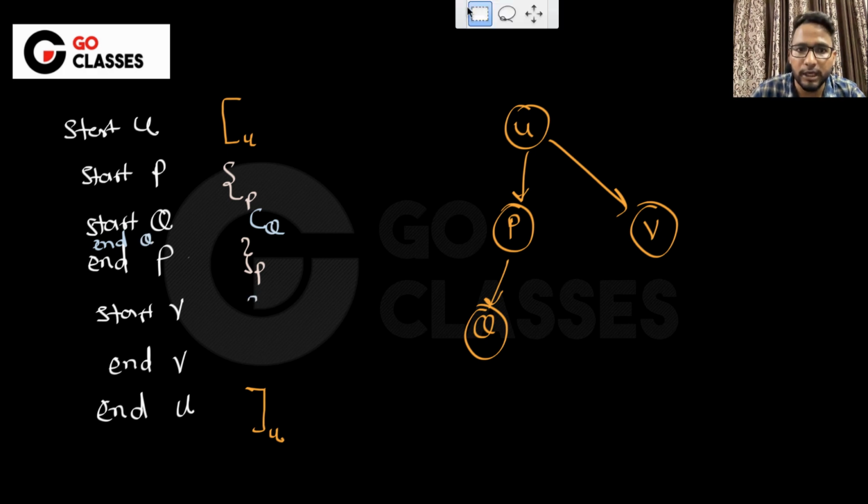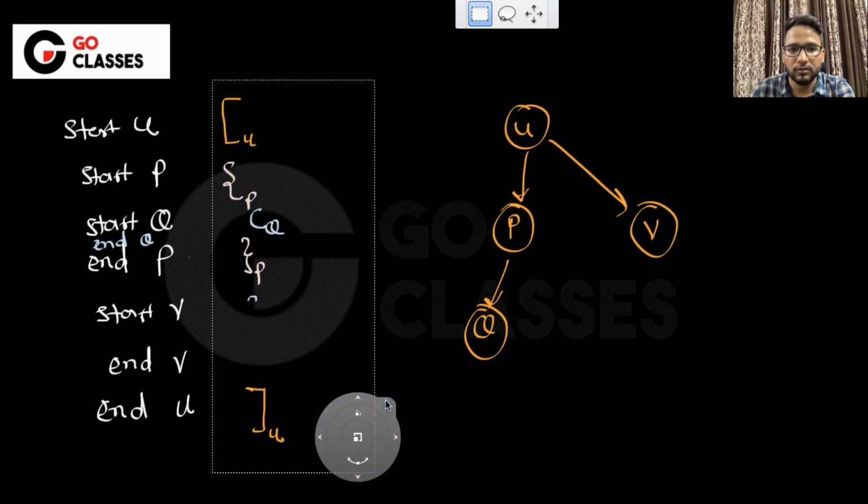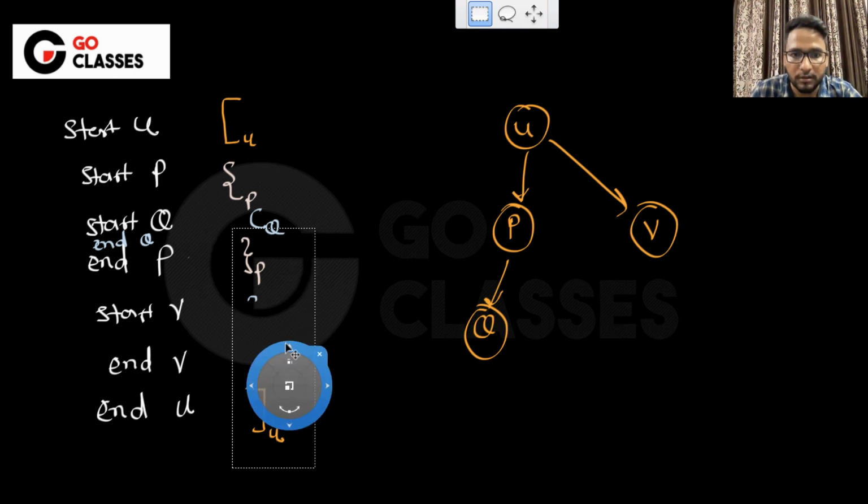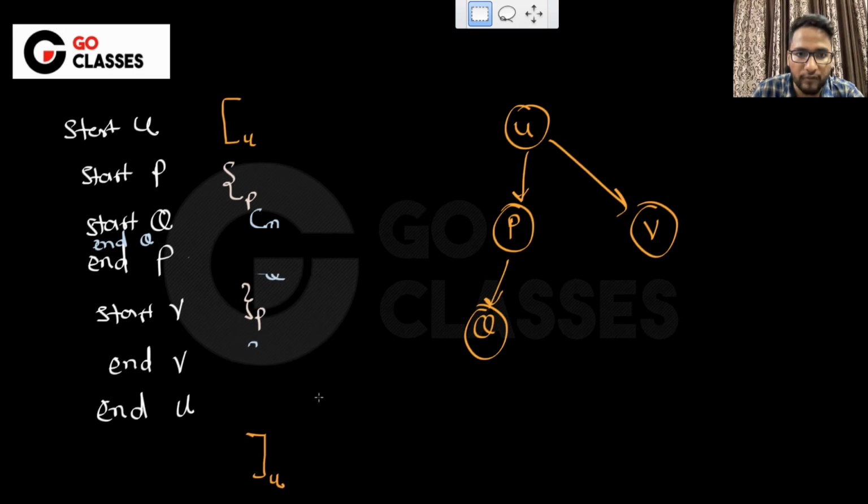Let me make some space, because otherwise it will be a little messy. So after the start of Q, you will be having the end of Q immediately, which means this is the start of Q, and let's suppose this is the end of Q. Now you are having the start of V.